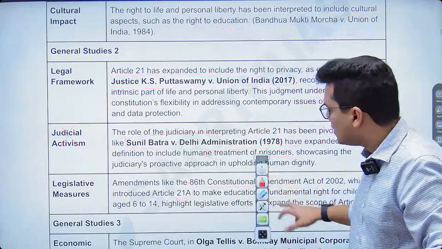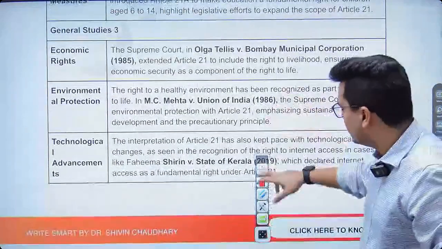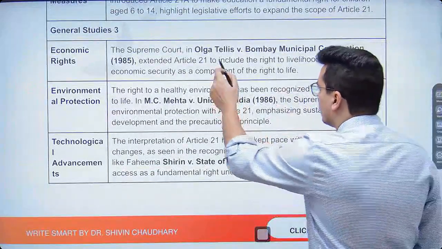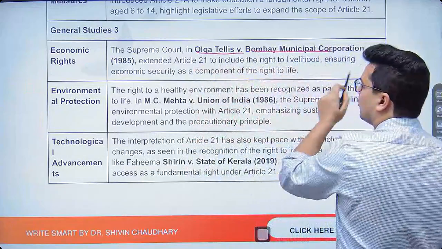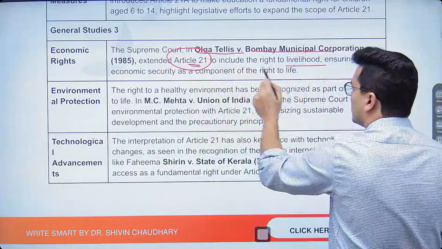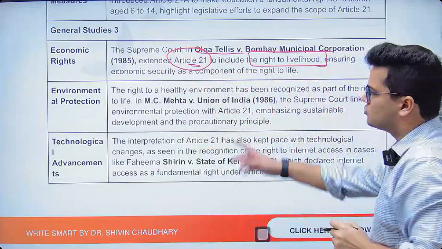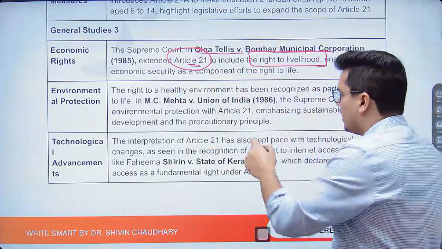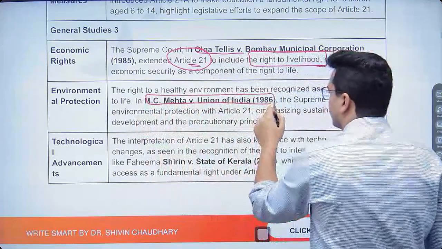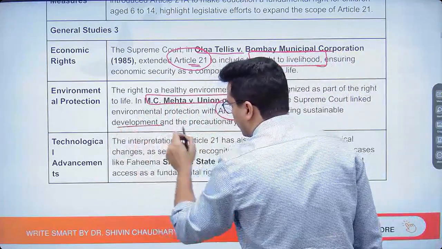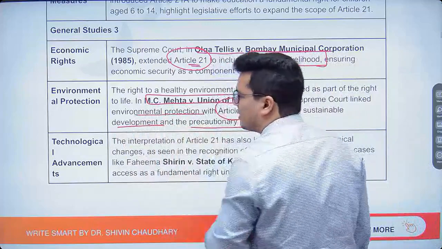Then let's come to GS3. When we think of GS3, we think of economy first. In Olga Tellis versus Bombay Municipal Corporation, the Supreme Court expanded Article 21 to include right to livelihood. So our constitution is expanding for a progressive society. In MC Mehta versus Union of India, under Article 21, it was sustainable development, the precautionary principle and environmental protection.